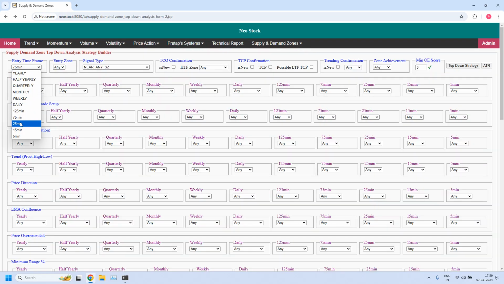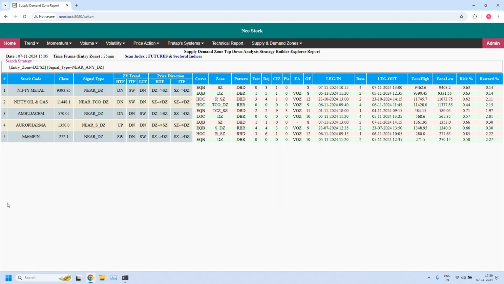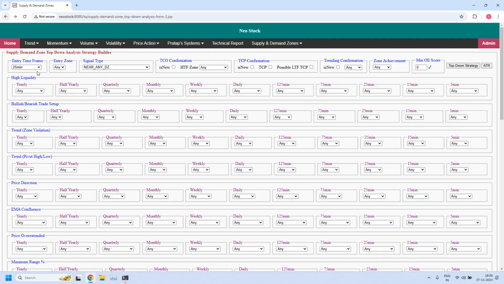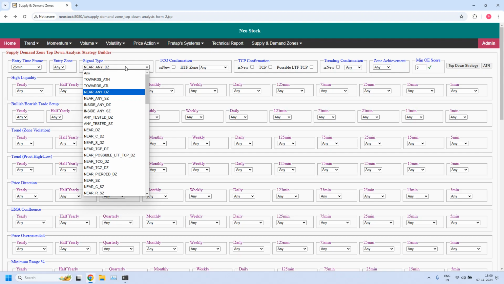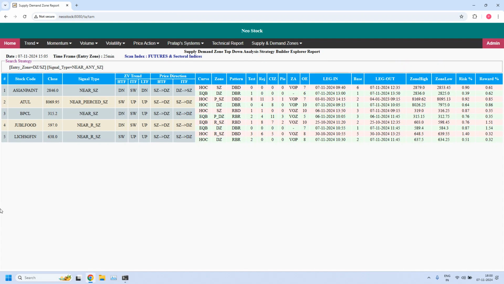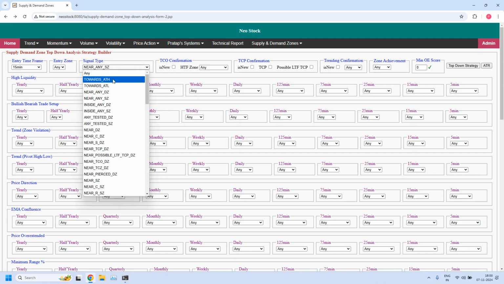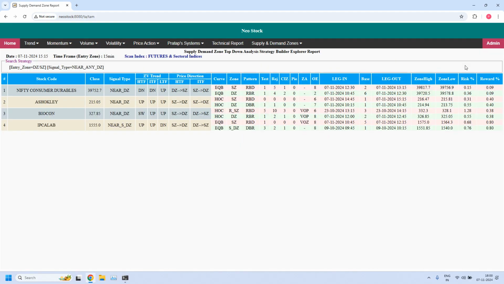Next time frame is 25 minutes, so let's find the stocks near 25 minutes demand zone. 5 stocks are filtered. Next 25 minutes time frame, let's find the stocks near 25 minutes supply zone. Again 5 stocks are filtered. Next time frame is 15 minutes. Let us find the stocks near 15 minutes demand zone.